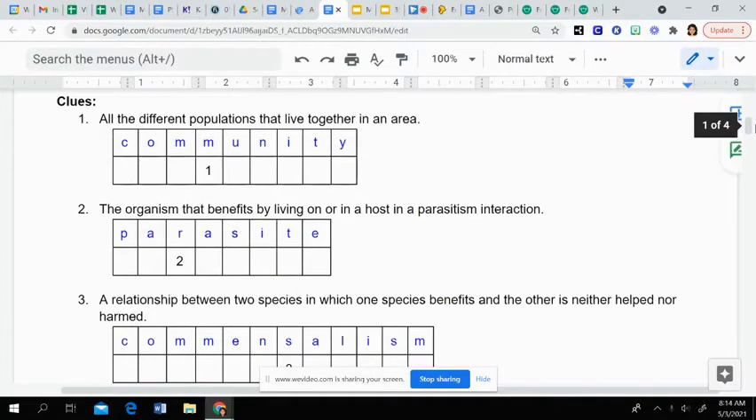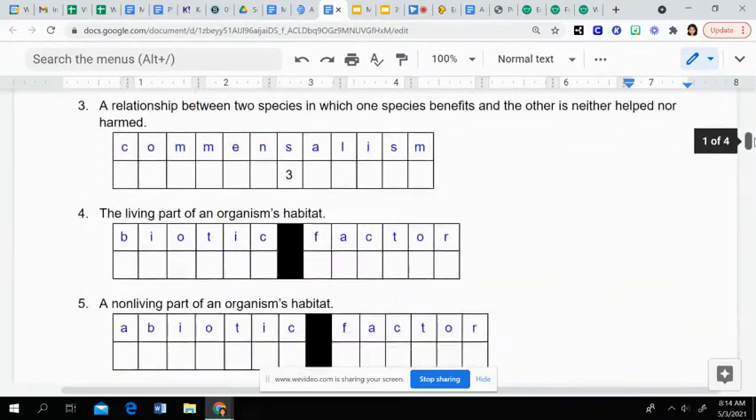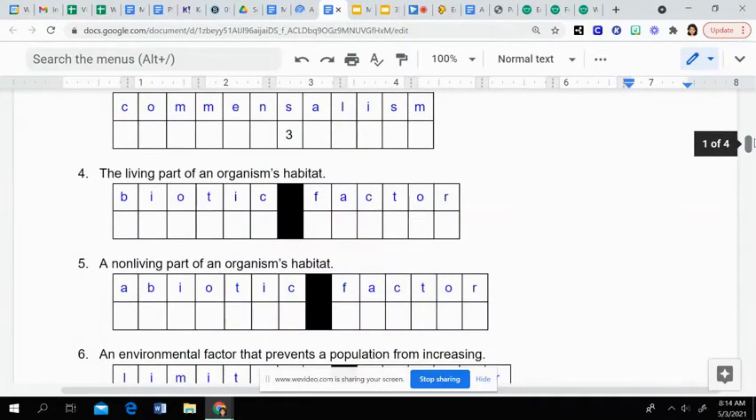2 is parasite. 3, a relationship between two species in which one species benefits and the other is neither helped nor harmed, is commensalism. 4, the living part of an organism's habitat is the biotic factor. 5, the non-living part of an organism's habitat is the abiotic factor.